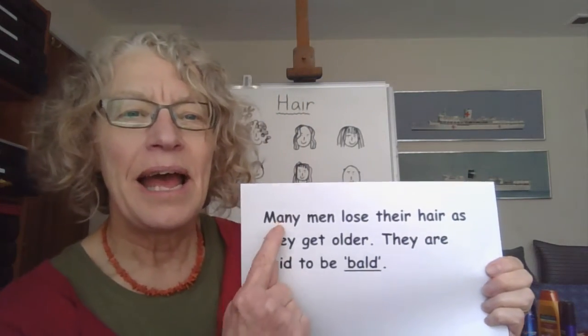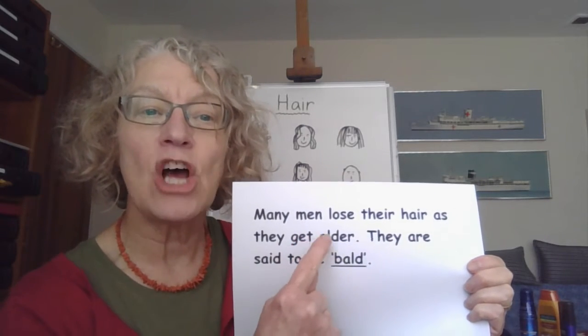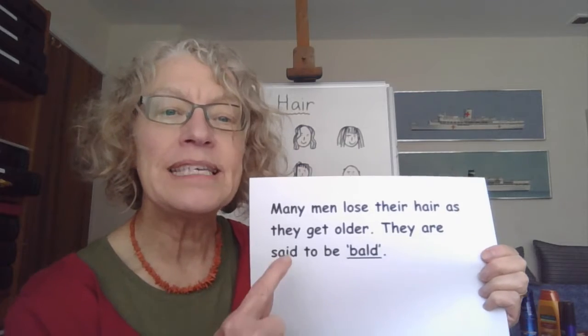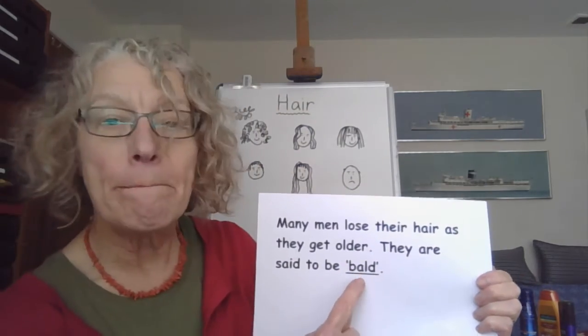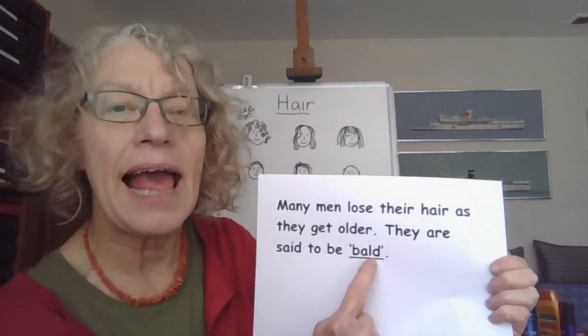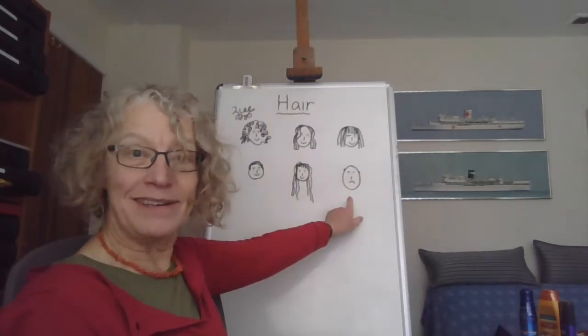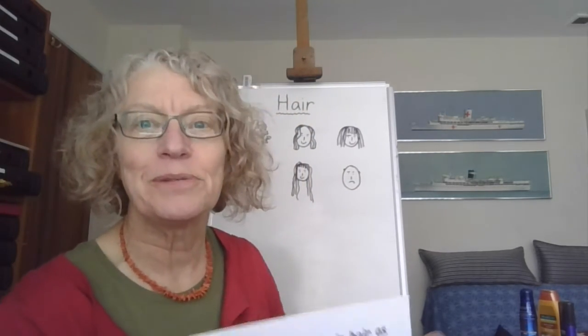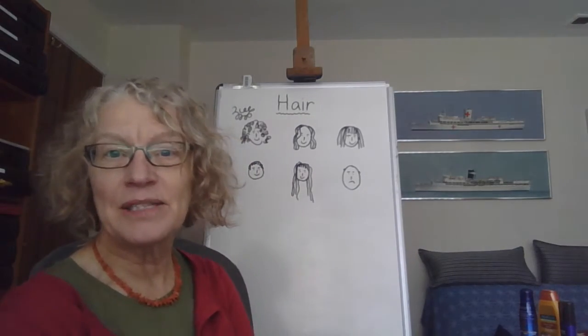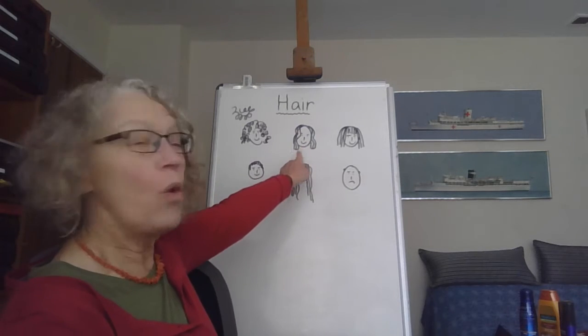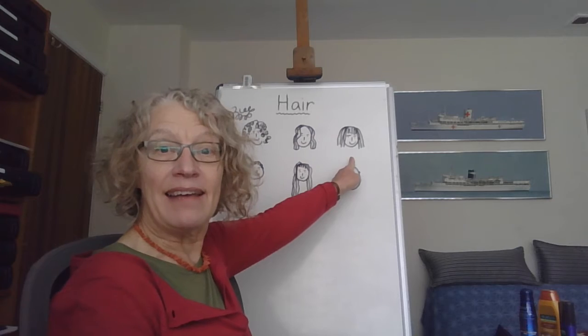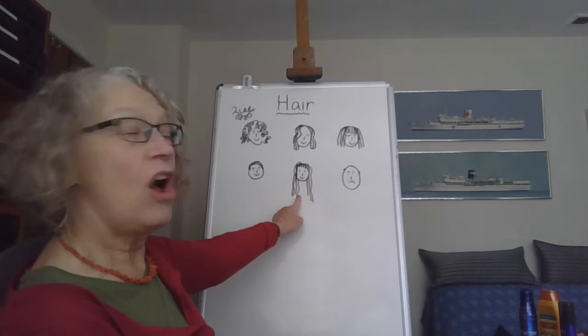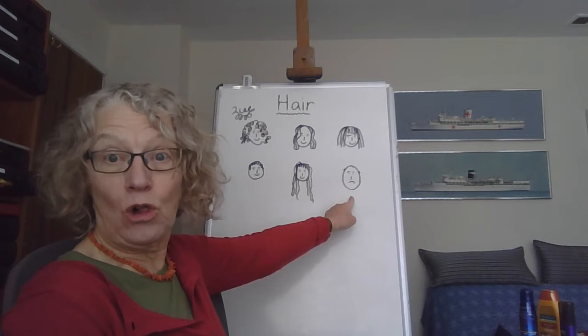And now, got to put this in. Many men lose their hair as they get older. And when that happens, we say that they are bald. Bald. B-A-L-D. So, there's bald. Somebody hasn't got any hair. And look, he's looking miserable because he hasn't got any hair. So he's bald. But sometimes people shave off all their hair to look bald. So all the different styles we can have: curly hair, wavy hair, straight hair, short hair, long hair, or bald, no hair.